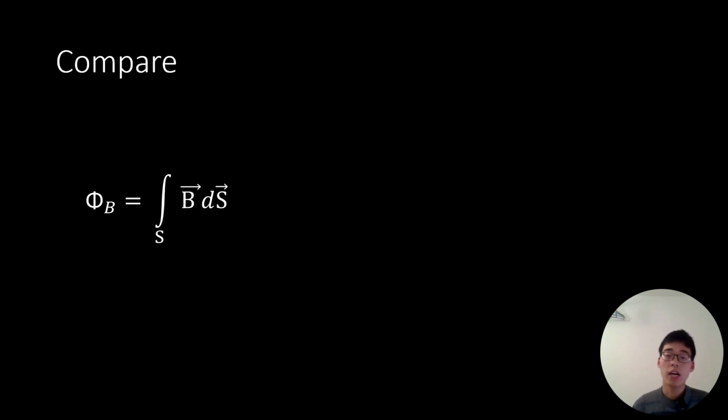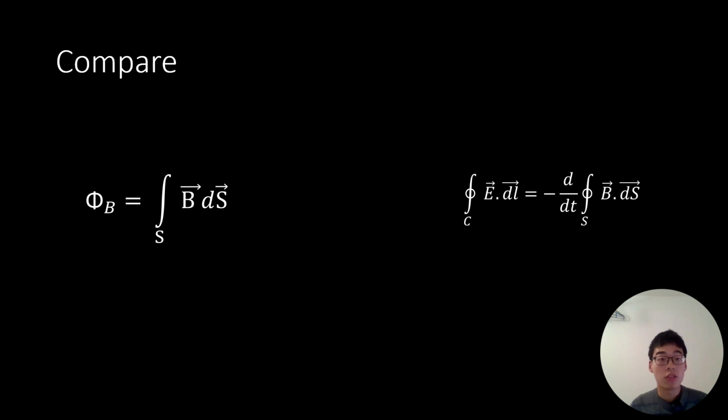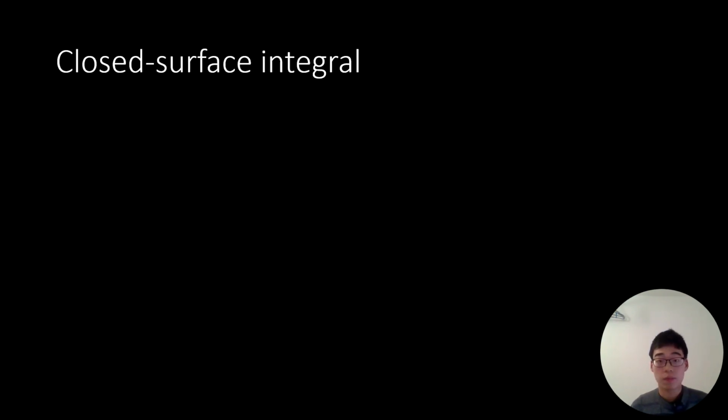Okay, we have the right-hand side of the equation, and let's compare between them. We'll see they have fairly similarities. We both have B dot dS, B dot dS. However, the integral is not the same. This is a surface, but what does this mean? We can guess it's like a closed surface, but what is an open surface? Okay, let's have a look. In this case, it actually means it's a closed surface integral.